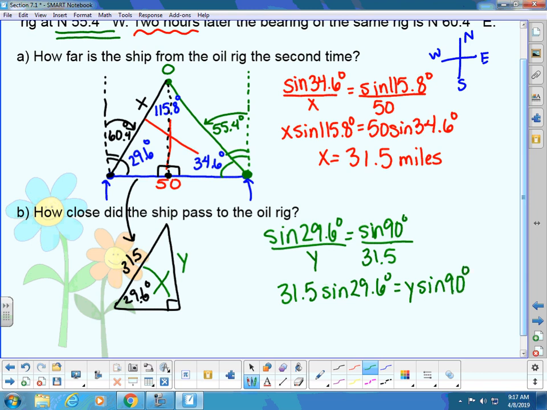And then you're dividing by sine 90, which is actually just equal to 1 here. So you can, if you want to, just put 31.5 sine 29.6 in your calculator, which is the same calculation you would do if you're doing the SOHCAHTOA ratios. You'll see that's the same thing. 31.5 sine 29.6 is the calculation. And I end up with 15.655, if I give it one decimal place here. And I would label it miles. So that's the closest that the ship got to the oil rig.